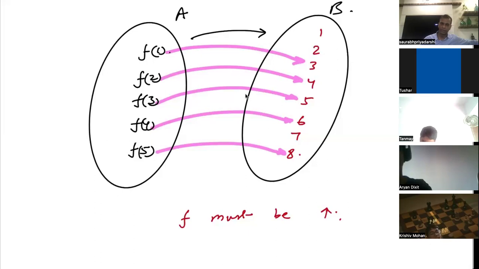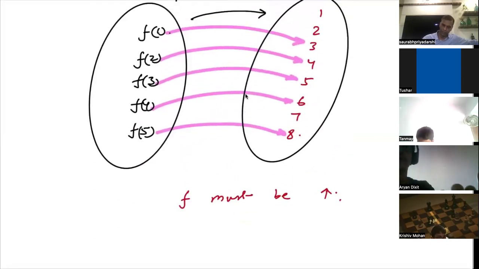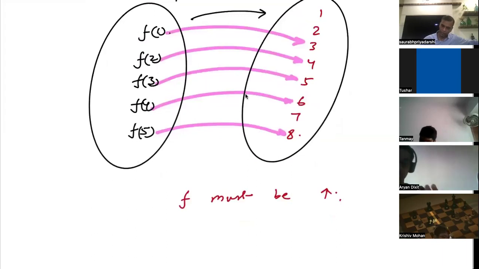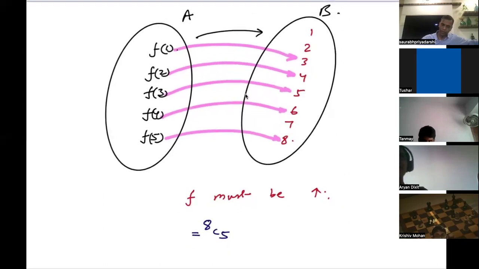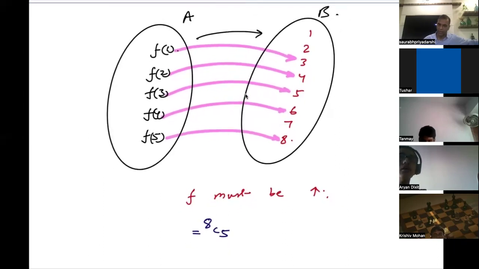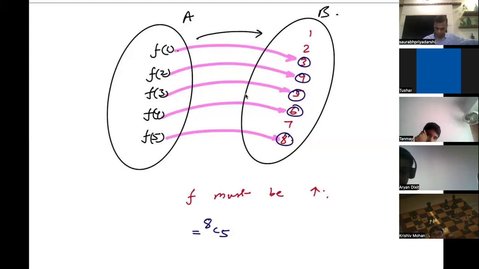Very good, Utkarsh. See, in this case, the total number of arrangements will be 8C5. From 8 different, we have to select 5 and arrange in only one way, right? So we are selecting 1, 2, 3, 4, and 5. Any 5 we can select out of 8. So 8C5, only one selection is there and the arrangement will always be 1.